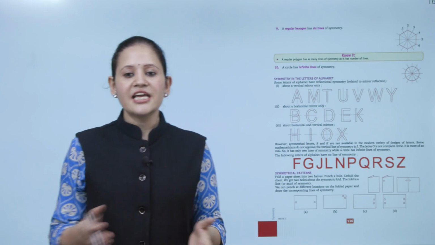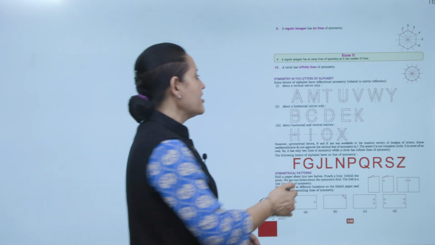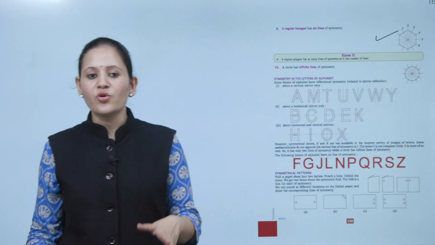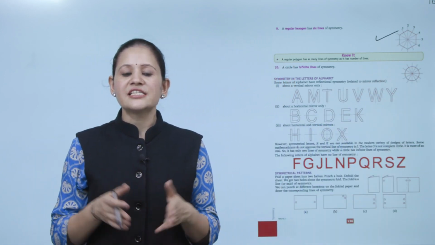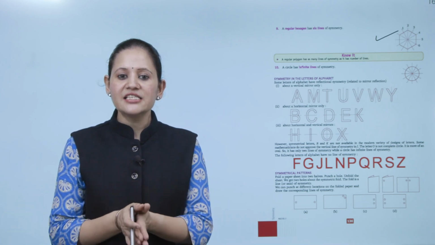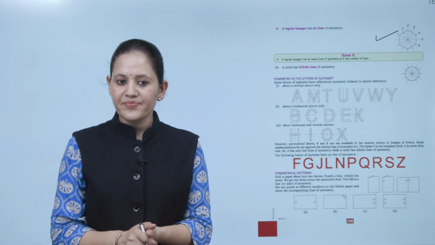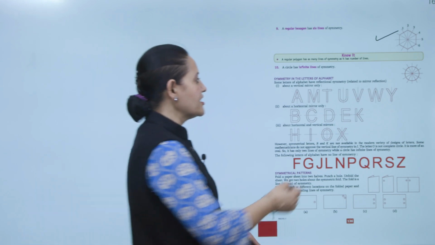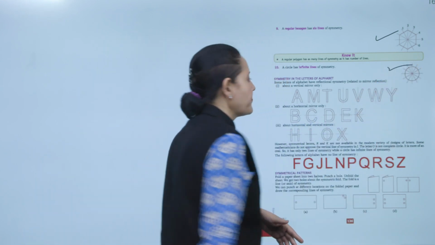A regular hexagon has 6 lines of symmetry. Next, note: a regular polygon has as many lines of symmetry as it has sides. A circle has infinite lines of symmetry.